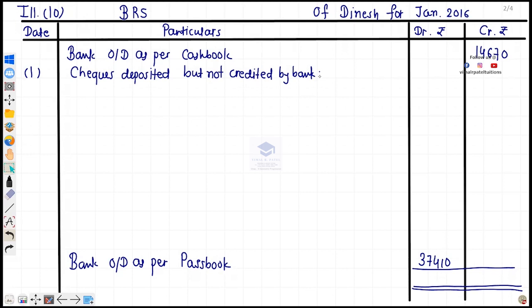Nisha and Vallabhbhai. $15,000. $12,150. So we have to credit since bank has not credited. 27,150.